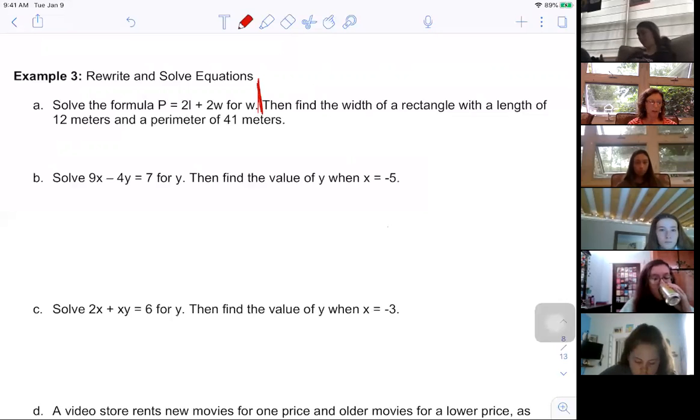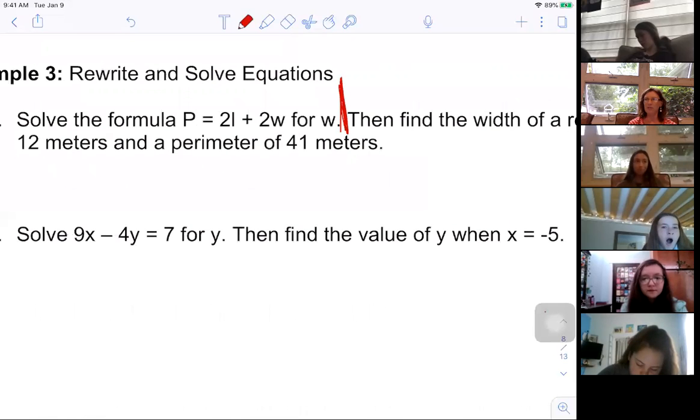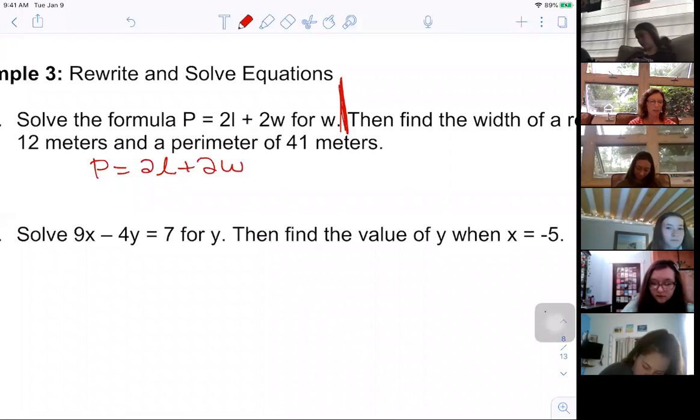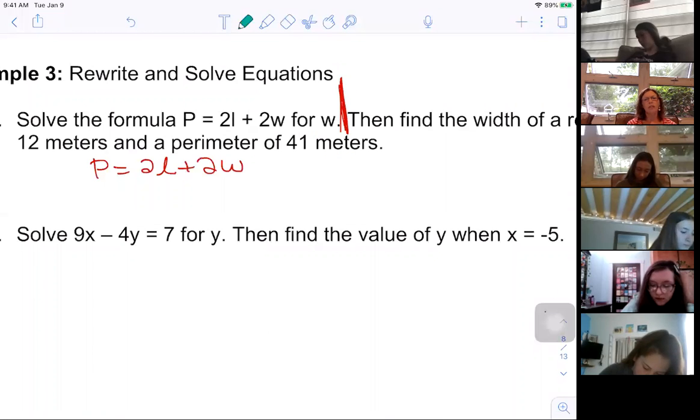Solve the formula. This is the perimeter formula for a rectangle. We're going to solve it for W. So 2 times the length plus 2 times the width. That means we need to get W by itself. Cody, what do you think you do to get W by itself?